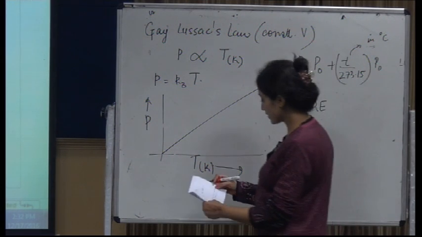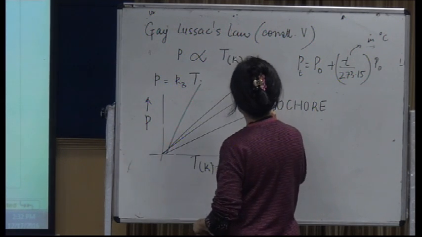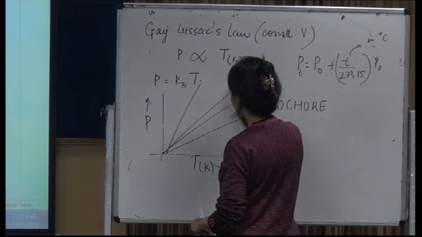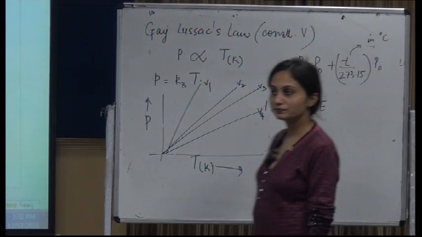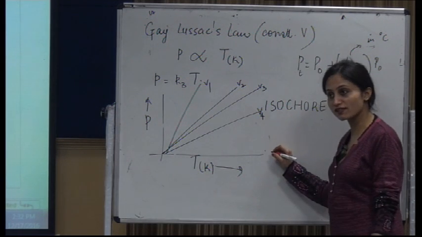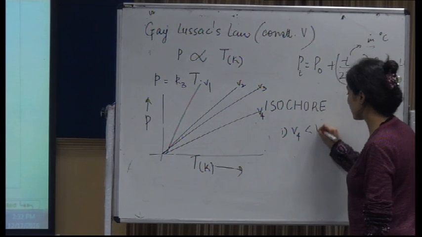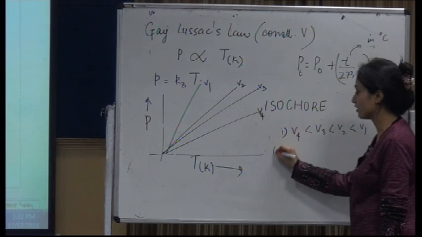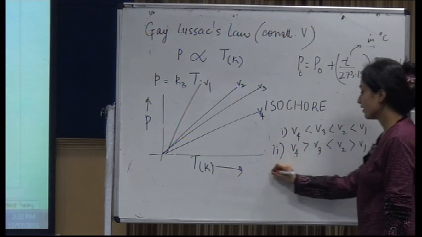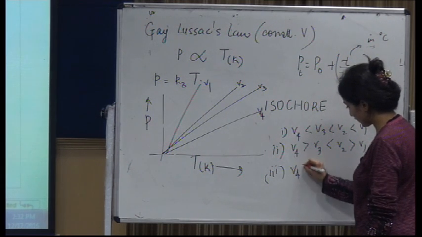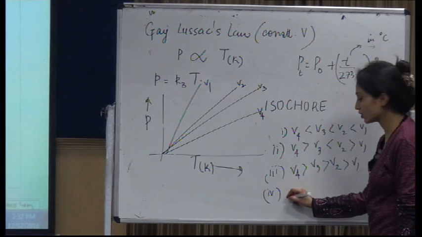Okay. So now here, V4, V3, V2, V1. Now, the order. Do you want me to put 4 options for you? Yes? You can just think about the order directly. V4 less than V3 less than V2 less than V1. Okay, first option. Second option, V4 greater than V3 less than V2 greater than V1. Next option, V4 greater than V3 greater than V2 greater than V1. Last option, I am saving my energy. None of these.